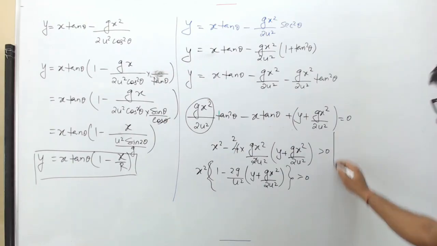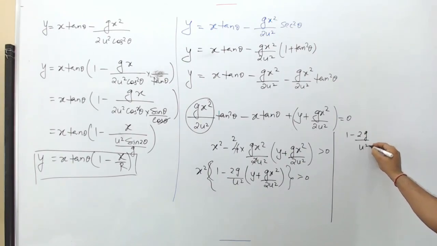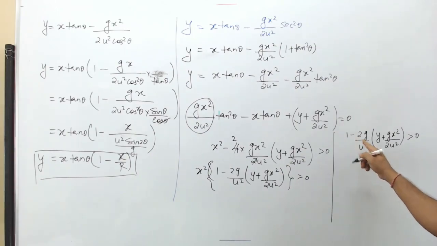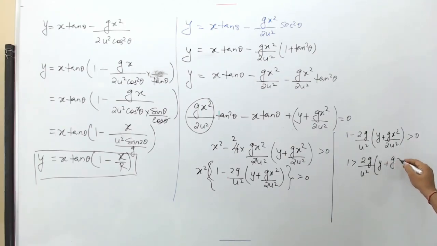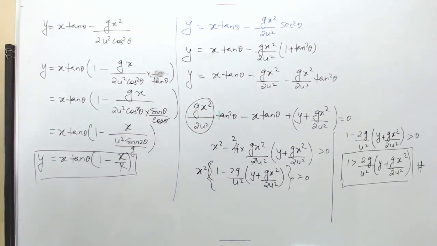Okay. So what I'm going to get from here is 1 minus 2g upon u square times y plus gx square upon 2u square should be more than 0. That means if I take it to that side, I should have 1 is more than or equal to 2g upon u square times y plus gx square upon 2u square. It's a very important result. I'm going to use this in some questions going forward in the later part of the session. So I'm sure you guys must have noted it down.